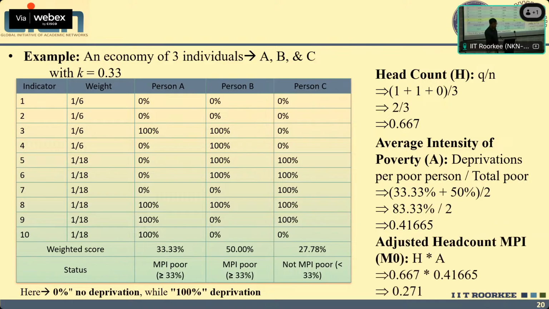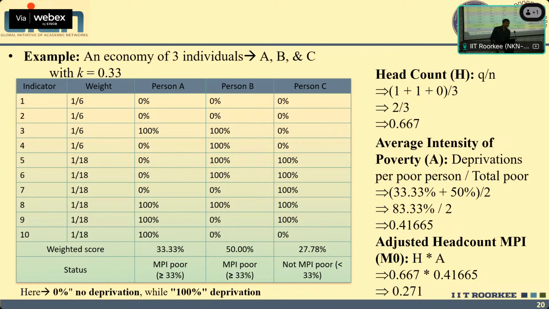And what about the M0 by getting these two values? The H value we have already received, and A we have already received from this example. Hence M0, as we have already mentioned earlier, is H times A. It's not just the headcount, it's the adjusted one we are supposed to carry with the intensity. So intensity wise, if you multiply, we'll get the value 0.271.